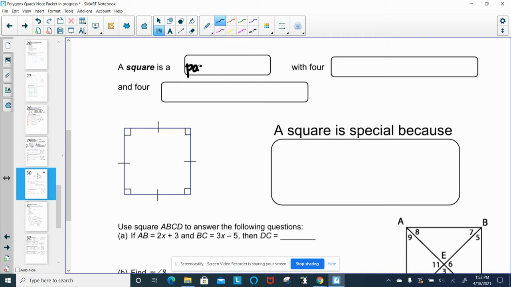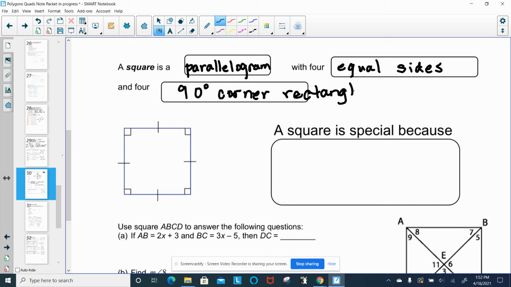So let's write that here. Now, the square has four equal sides, just like the rhombus. And it has four 90-degree corner angles, just like the rectangle. And the funny thing about the square is that it has every single property that we've talked about so far.